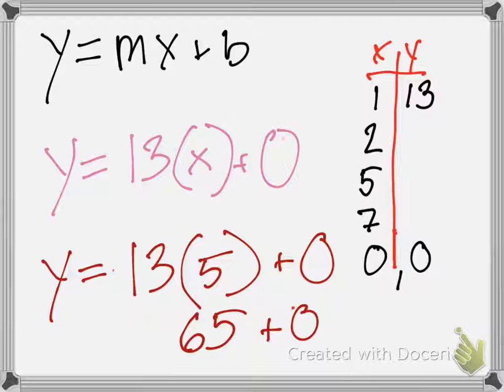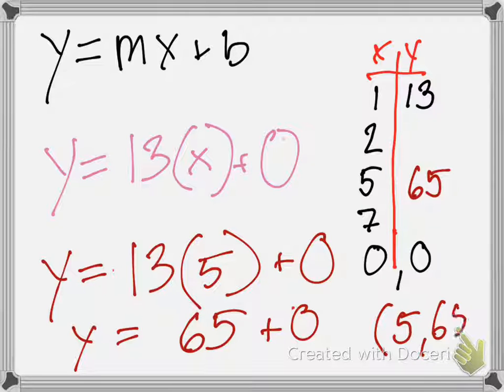Exactly. Plus 0 equals y. So what does our y value equal? What is our y value equal to when x is 5? 65. So right here, our ordered pair would be 5, comma 65. That's our ordered pair.